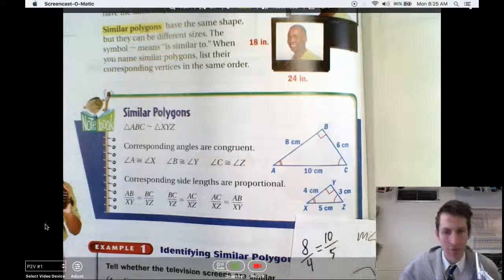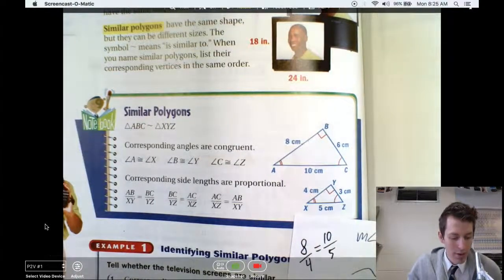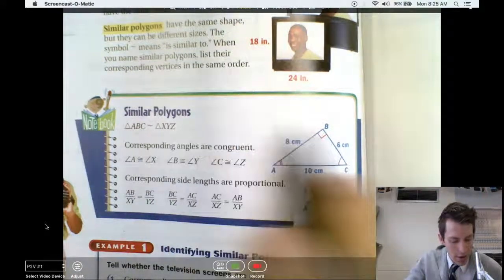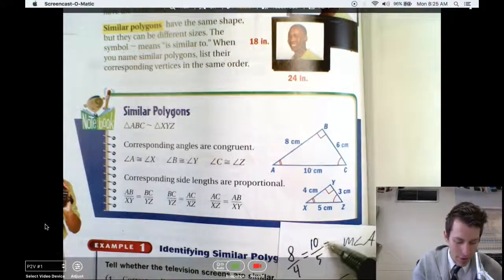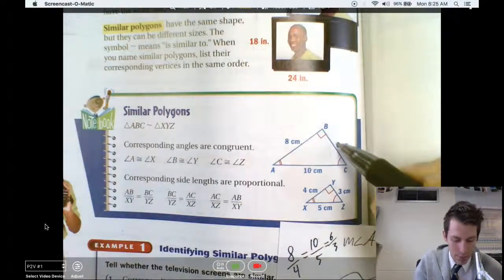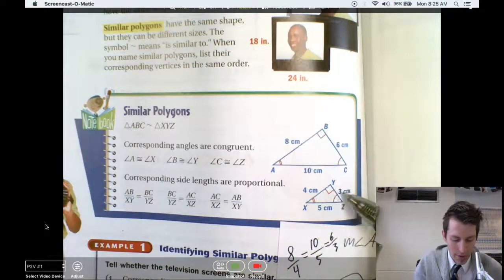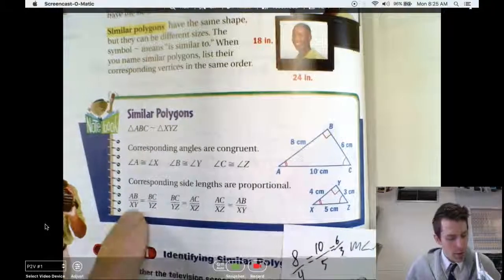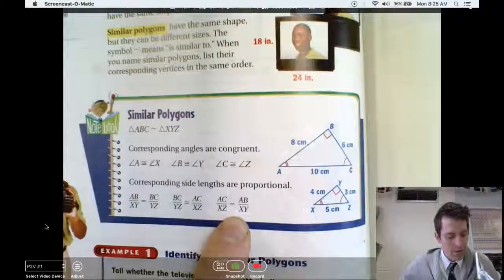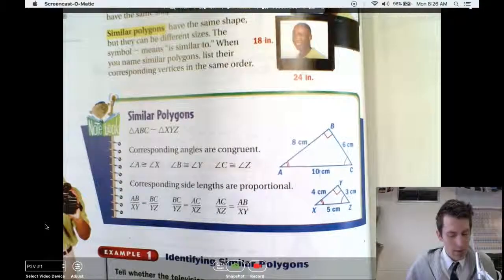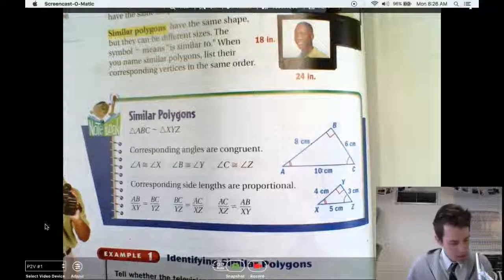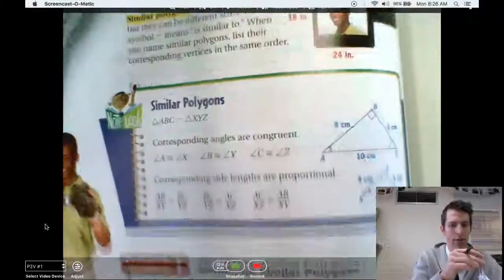Is 8 over 4 the same as 10 over 5? They better be, or these aren't similar. But we already know they are similar, so they should be proportional. And 8 times 5 is 40, 4 times 10 is 40. Yeah, that works. Which is the same as 6 over 3, big right side over smaller right side. So all of these proportions they've written right here are true for these similar triangles. Okay, so let's see what this example tells us down here.